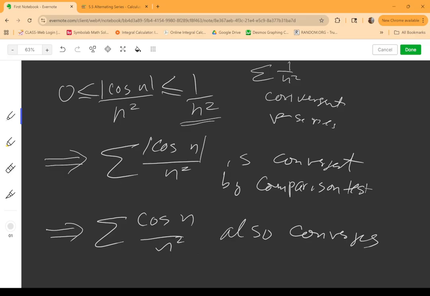Okay, so that's a way of indirectly solving a series, based on its absolute convergence.